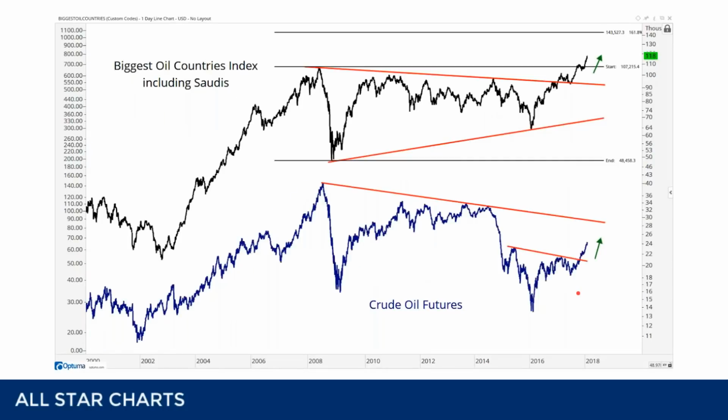Here we're looking at the 5 country indexes I just showed you, but now we're adding the Saudis too. So this is the TASI index, and this is up at the top. So this is the biggest 6 highly correlated countries, equally weighted, breaking out of a 10-year base. And then look down here, crude oil looks exactly the same, and I think continues higher. And to me, it's suggesting that crude oil is going to get into the 70s and probably even the 80s.